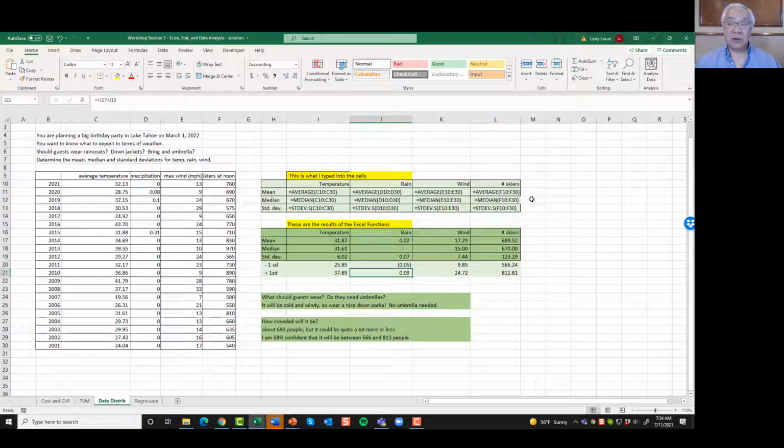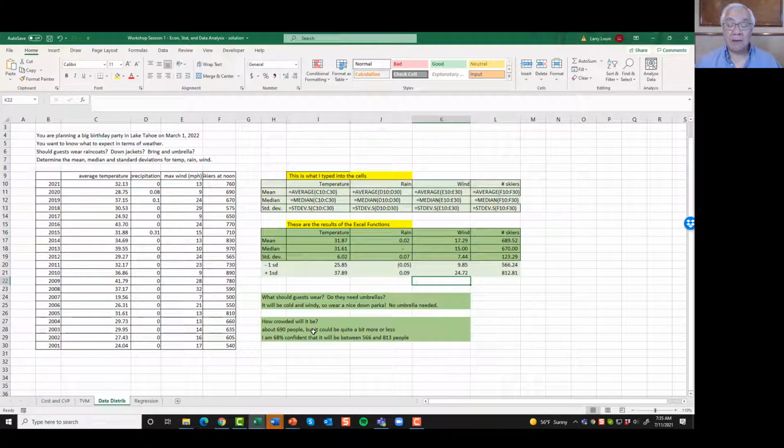And here are the answers to the question. First, what should the guest wear? Well, since it's going to be cold, right, 32 degrees, freezing basically, very little chance of rain, and windy, that's gusty at 17 miles per hour, a nice parka with down would be nice, right? Do they need to carry an umbrella? The answer, due to the small amount of rain, is no. If anything, it'll snow, so you don't need an umbrella for snow. So we don't need an umbrella.